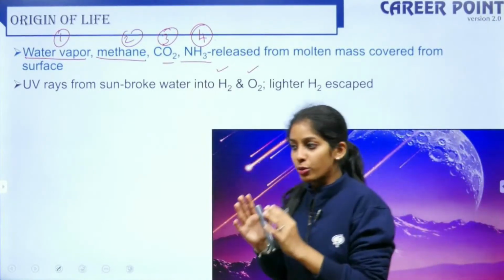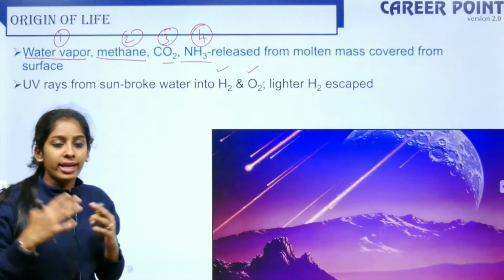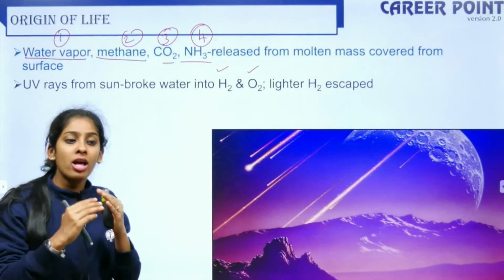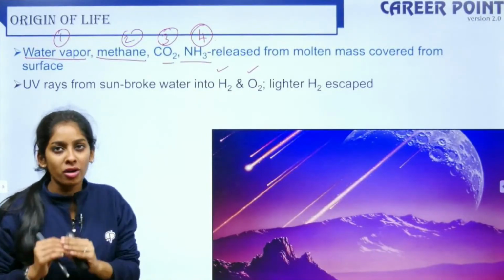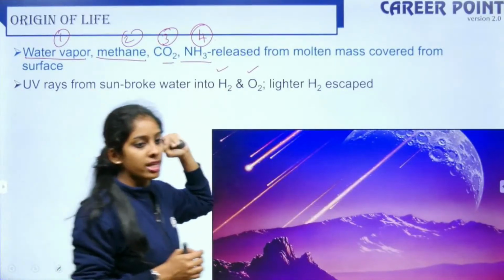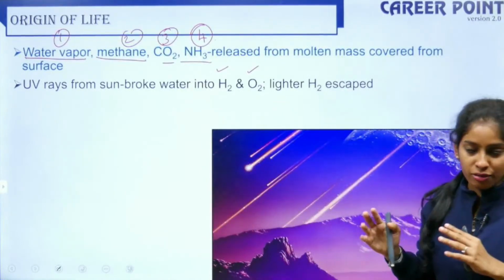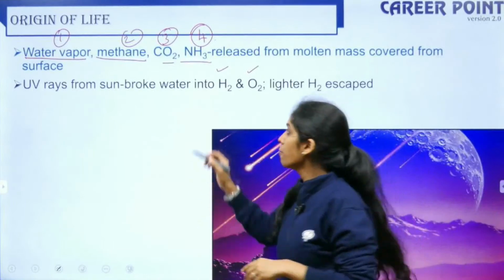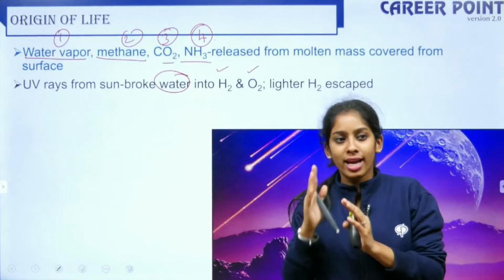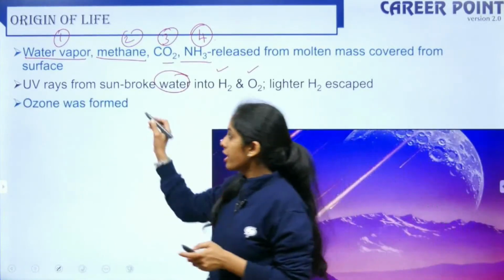So initially you had the universe. By the process of the Big Bang theory, there was an unimaginable explosion, because of which the temperature came down and the gases condensed to form your galaxy. Then after that you had water vapor, methane, carbon dioxide and ammonia, which were released from the molten mass covered on the surface. Then the UV rays from the sun broke water into H plus and O2. H plus was lighter, so it escaped. Alright. Then slowly the ozone was formed.